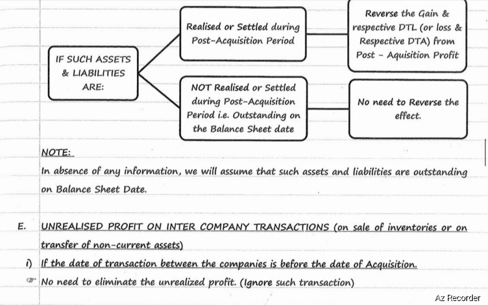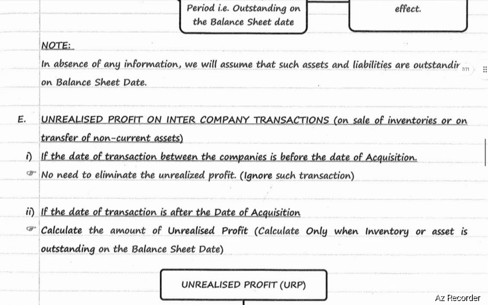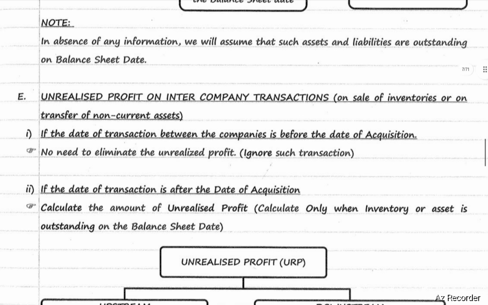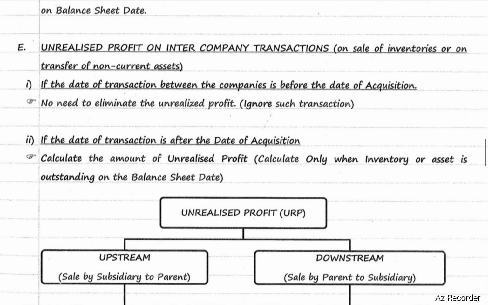Next, unrealized profit on intercompany transactions, that is on sale of inventory or transfer of non-current assets. If the date of transaction between the companies is before the date of acquisition, no need to eliminate the unrealized profit, ignore such transaction. If the date of transaction is after the date of acquisition, calculate the amount of unrealized profit, calculate only when inventory or asset is outstanding as on balance sheet date.